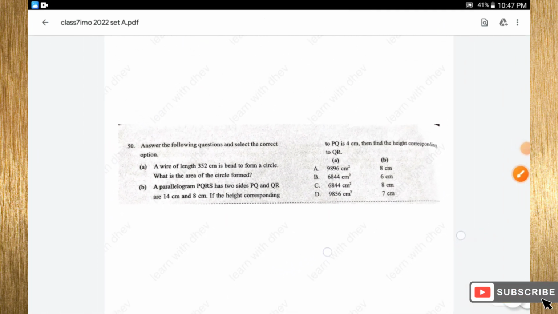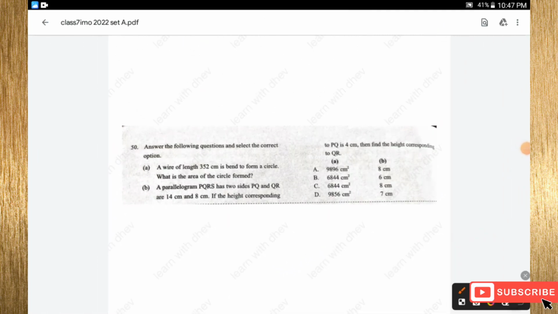So what is the second part? A parallelogram PQRS has two sides PQ and QR. So first we'll draw the parallelogram PQRS. So PQ is 14 centimeter. In a parallelogram, the property is opposite sides are equal, no? 14. Then QR is 8 centimeter. Here also 8. Okay.